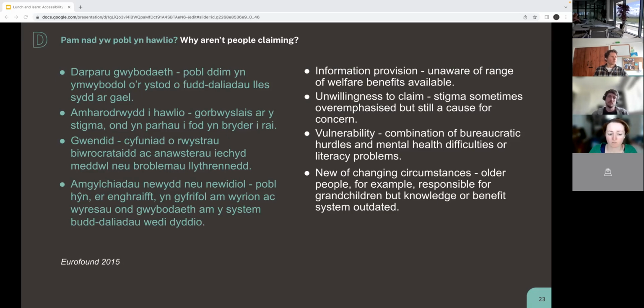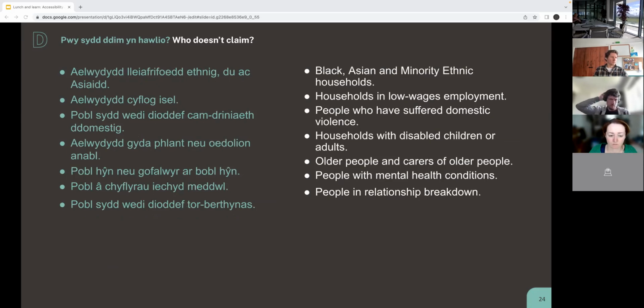And the next slide really talks about why I thought this was a really important case study to bring to talk about accessibility and inclusivity, because the people who aren't claiming the benefits and services that are available to them are some of these less represented groups. So you can see there who doesn't claim: Black, Asian and minority ethnic households in low wages. There's a huge amount of challenge around those families that are in employment but are in low wages, so they're eligible for benefits and services, but they don't know they are because they're working, but they're struggling. People who have suffered domestic violence tend not to claim the things that they're eligible for.